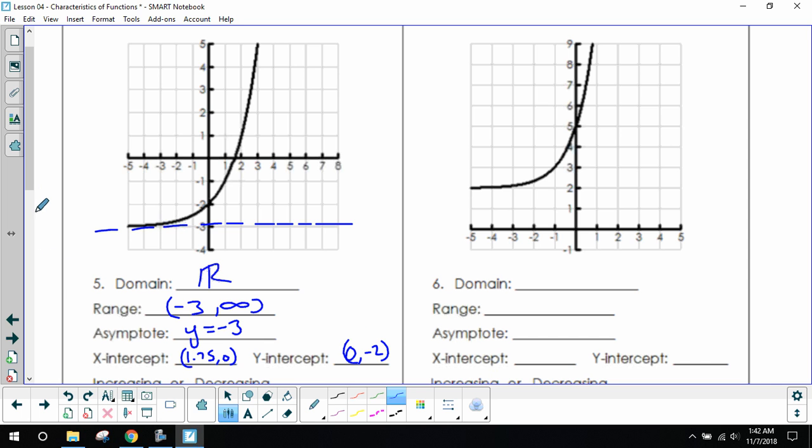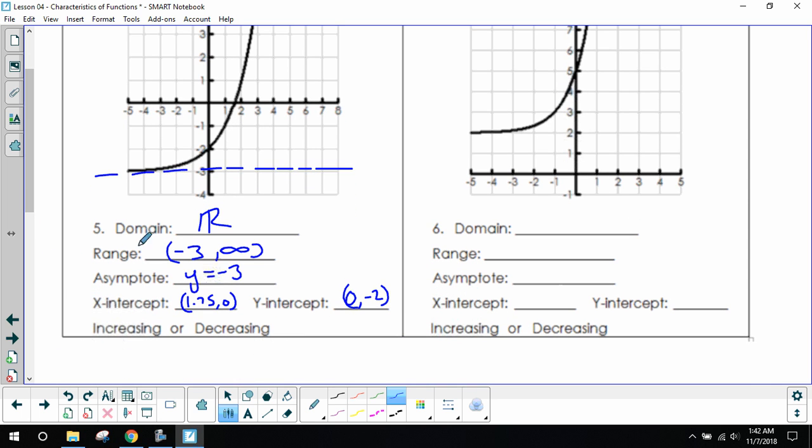No X-intercepts. Y is going to be 5, so 0, 5. Asymptote, y equals 2. Not even going to draw the dotted line because we're getting better at this. To infinity, and domain, again, all real solutions.